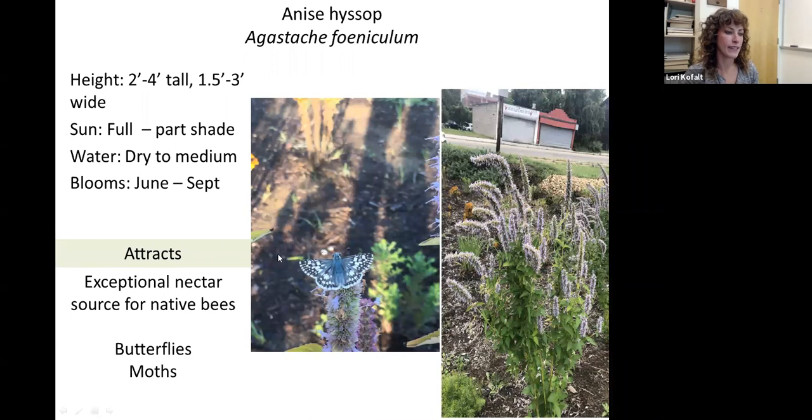And then anise hyssop, which I really love. It's in the mint family, and you'll find that a lot of plants in the mint family attract bees and other pollinators and are also not as attractive to deer. So this is one plant that was designated as an exceptional nectar source for native bees. And we snapped this picture of a checkered skipper butterfly on the plant just this summer.